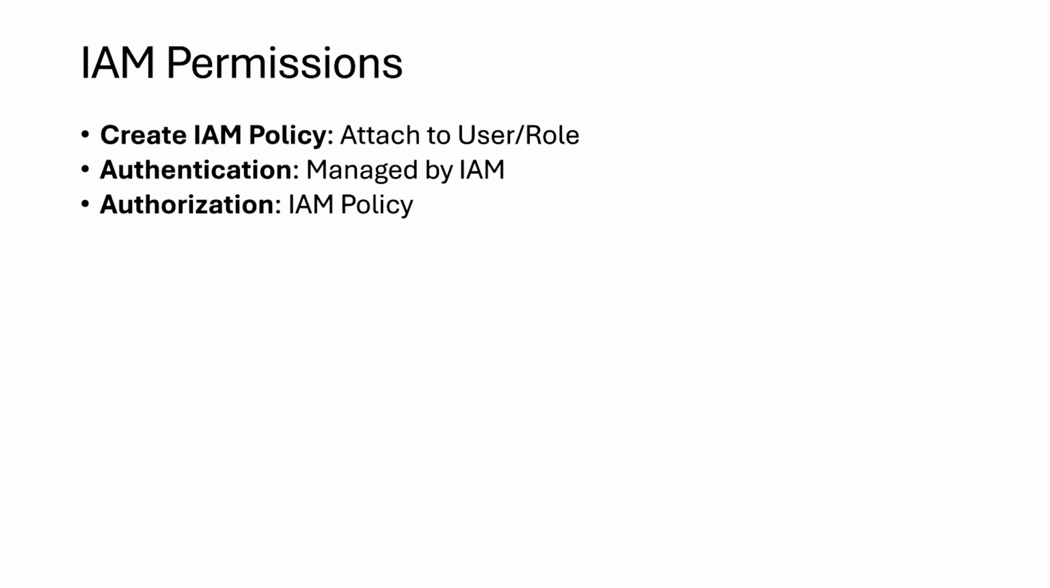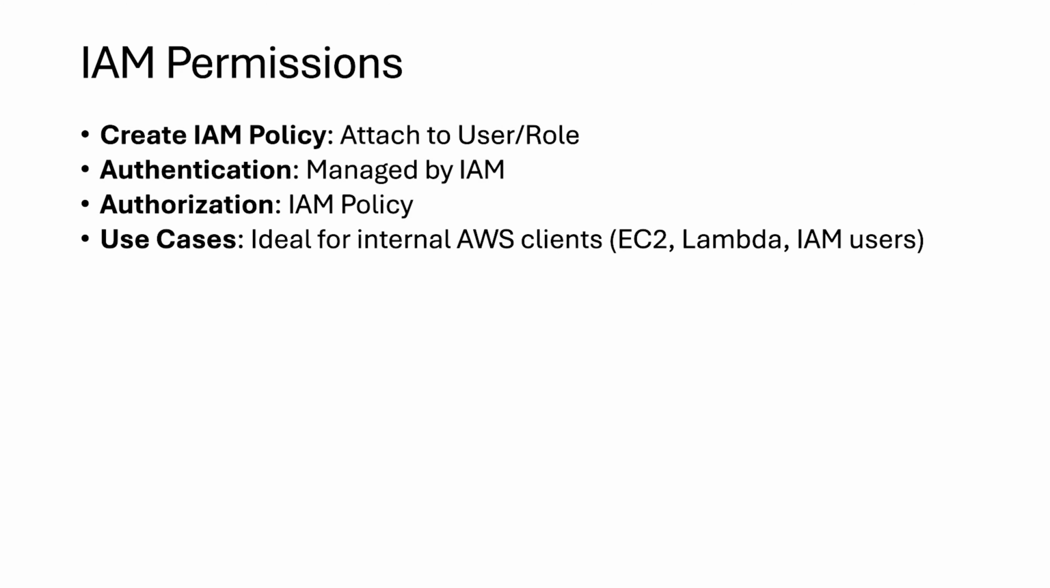For example, if you are using an EC2 instance to access API Gateway, you can give a role to the EC2 instance and attach the IAM policy, so that it is easy for API Gateway to authenticate and authorize since both are in the same AWS account. That is the assumption here. This approach is ideal when your API clients are within AWS, like EC2, Lambda, or other IAM users.